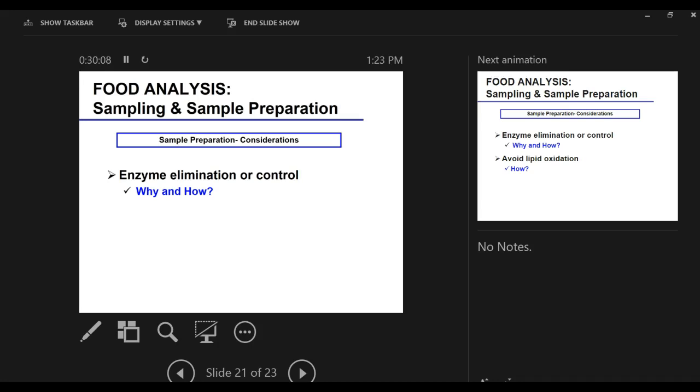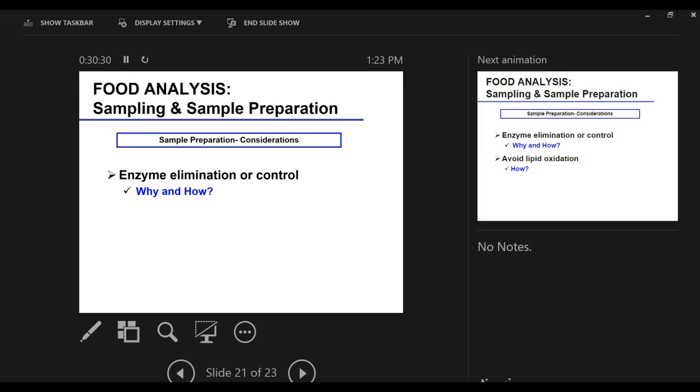Yes, Hayden? So that it doesn't change our product. You don't change the fat content by breaking the fats into different components that then get oxidized, or breaking the proteins up, or hydrolyzing anything you don't want hydrolyzed.